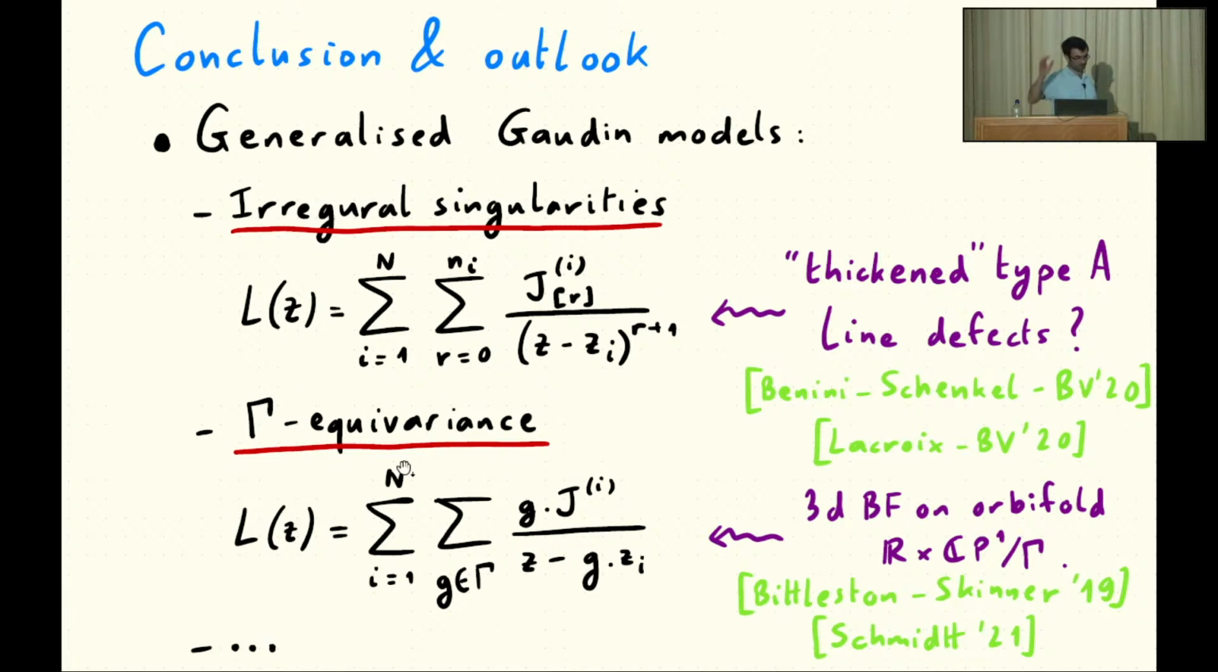You can also have equivariant Lax matrices under some group gamma, which could either be the cyclic group or dihedral group. So the Lax matrix will then be equivariant in this way. Again, based on our understanding of how it works in 4D Chern-Simons, to produce such Gaudin models you can start from 3D BF theory, but on some orbifold, CP1 quotiented by the action of the group gamma. And then there are lots of other generalizations, super Lie algebras, combinations of the above, and so on.